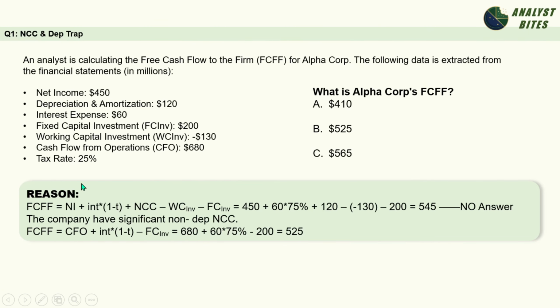But what if we switch gears and start directly from CFO? The result is 525, which perfectly matches choice B. This question gives us a major pro tip for the exam. The CFO figure naturally has all NCC items baked in. So in the future, whenever you see both CFO and net income in a question, always start with CFO. You will bypass the hidden NCC minefield and get it right in one step.